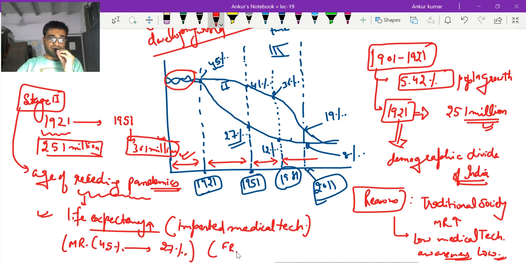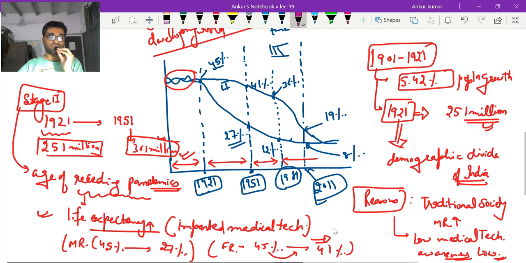But the fertility rate remains very high. So the fertility rate, if you see, went from 45 per thousand to 41 per thousand in this phase. The reduction in the fertility rate was not as much as in the mortality rate, because the fertility rate, as I said, is more of a function of attitude, and it takes time to change.